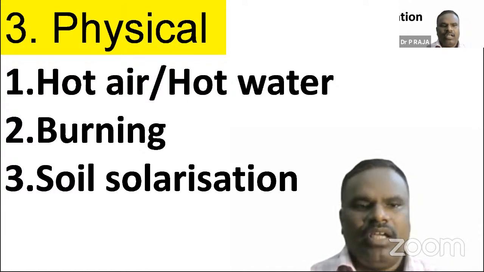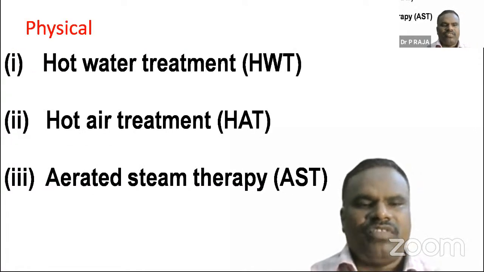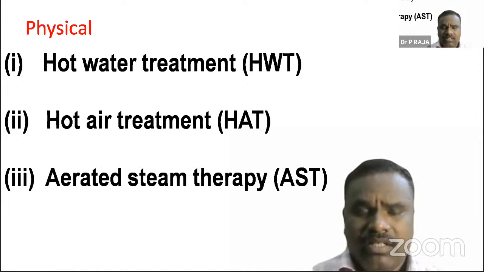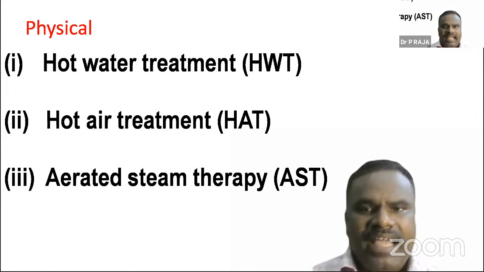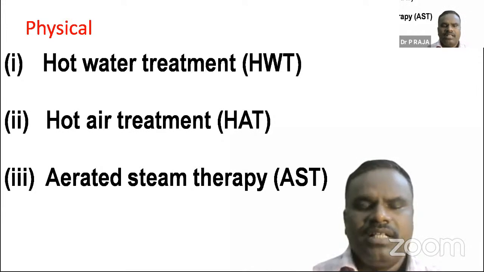And then burning is the second one, and then soil solarisation. Also, one by one. In the physical method, there are three things: hot water treatment, hot air, and aerated steam therapy. Hot water you can pour directly on the nursery bed, thereby the pathogens will die. And then hot air, you can generate using a blower and pump into the soil. Or you can keep some planting material in a closed container, set this to 50 degrees, and pump the hot air in. Thereby, you can eliminate all the pathogens.